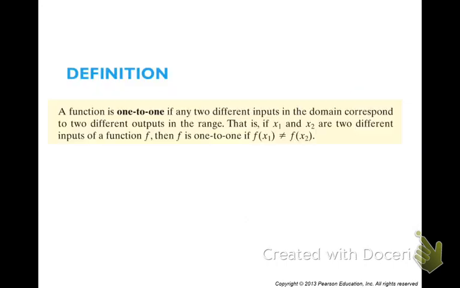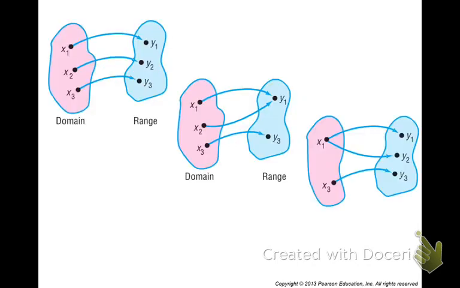Okay, so let's talk about what exactly a one-to-one function is. A function is one-to-one if any two different inputs in the domain correspond to two different outputs in the range. So let's take a look at our first. They kind of look like blobs, don't they? Here's our domain, and here's our range. Given the definition, do you think this is a one-to-one function?